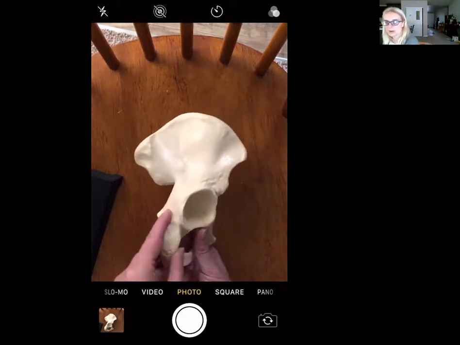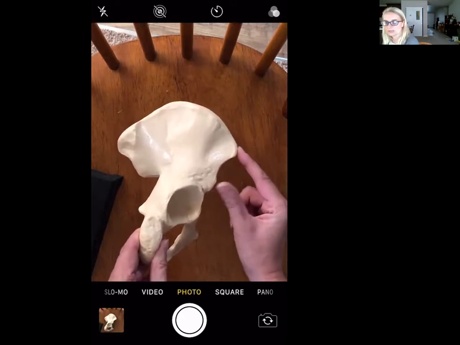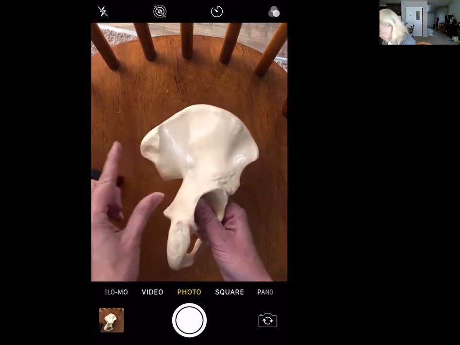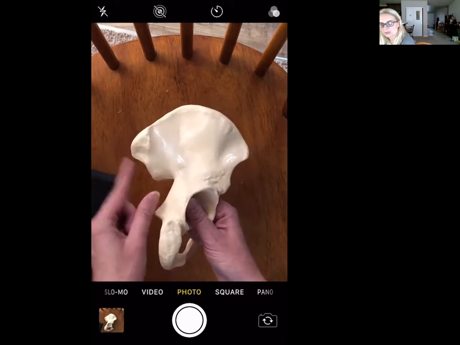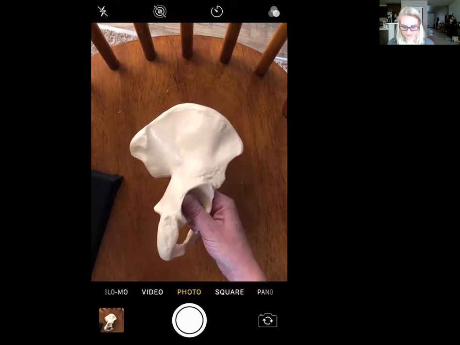If we wanted to turn it around, we could also see those spines. So here's your anterior superior and inferior, posterior superior and inferior. Lots of syllables with those.